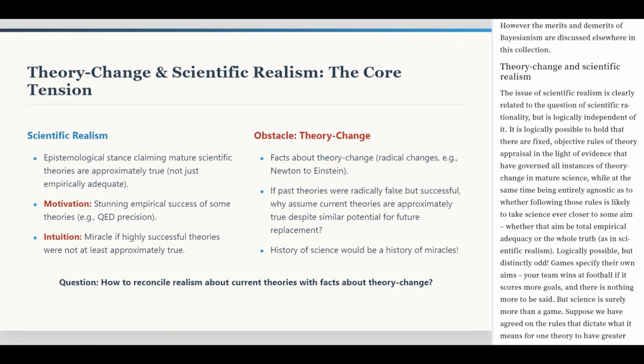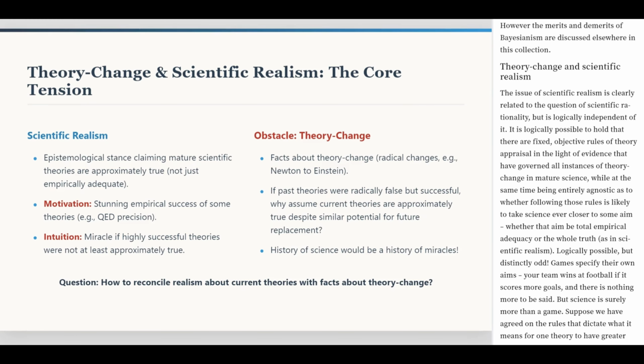It feels like a miracle if such a theory is completely wrong about what's really going on. Realism says our best theories are approximately true. But here's the kicker. If we accept that past theories like Newton's were radically false despite their success, why should we assume our current best theories, like general relativity or quantum mechanics, are approximately true? Maybe they'll be replaced just as radically in the future.